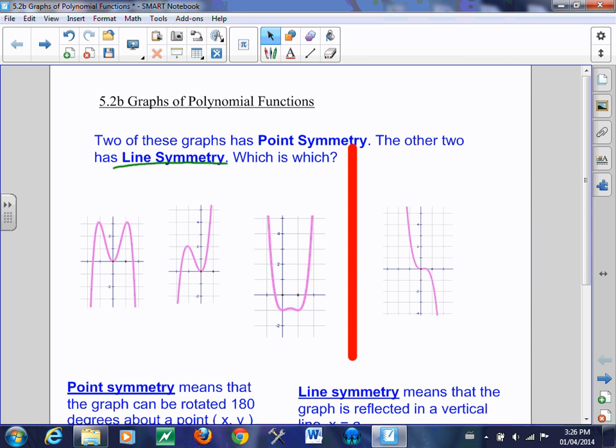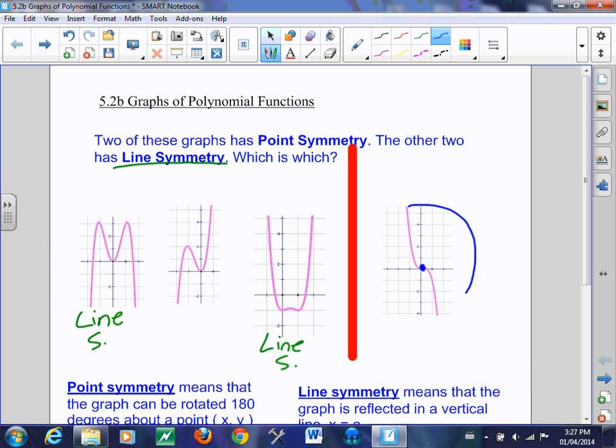So the two that have line symmetry are this one, I'll mark it line S for symmetry, and this one, line S for symmetry. The other ones have point symmetry, which is about a rotation. I'll start with this last one because it's easier to see: if I put a dot right here and rotate this 180 degrees, it gives me the exact same graph, so it has point symmetry.